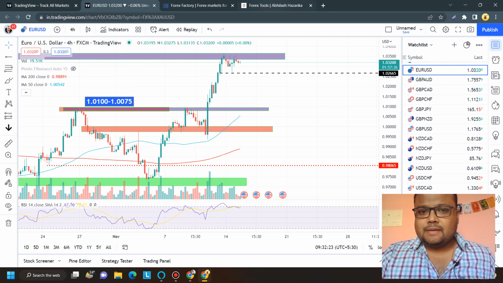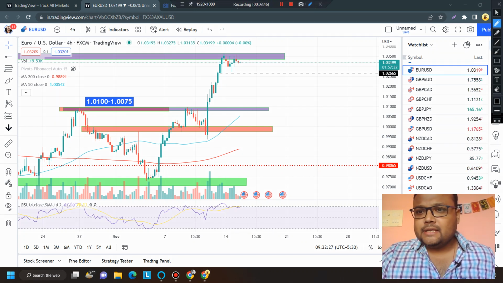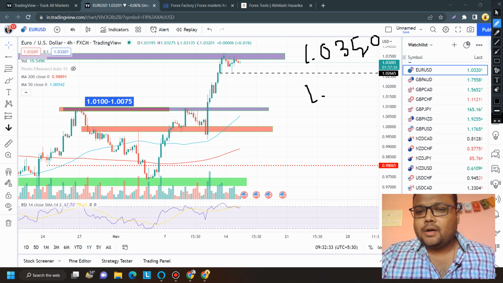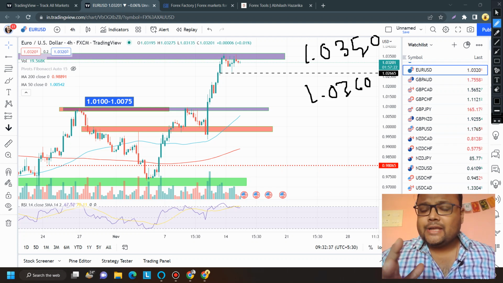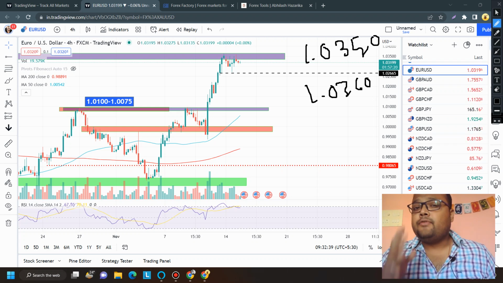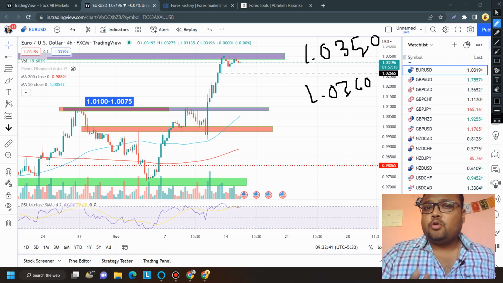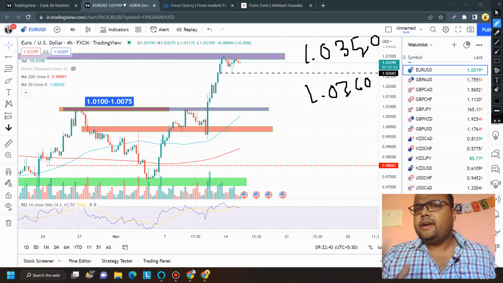Now let's discuss the levels first. First of all, the resistance zone that we have already discussed, 1.0350 to 1.0360, is still very much intact. As you can clearly see, right now there is not much volatility in the market, and as we all know, volatility plays a very important role in the market.